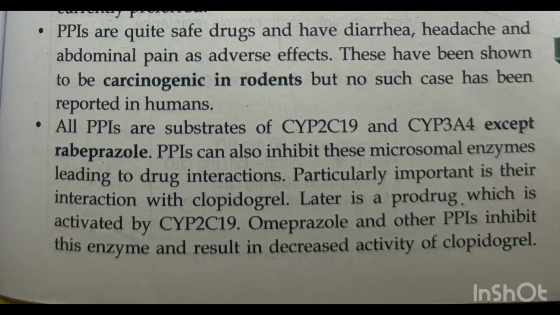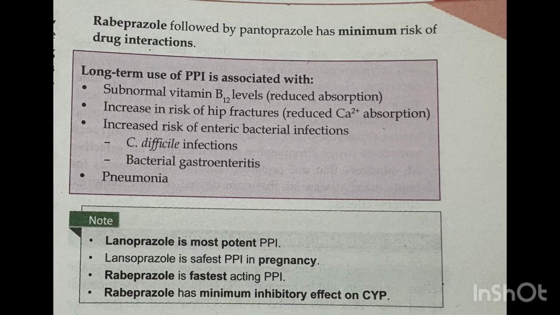All proton pump inhibitors are substrates of CYP2C19 and CYP3A4 except rabeprazole. Proton pump inhibitors can also inhibit these microsomal enzymes, leading to drug interactions. Particularly important is their interaction with clopidogrel. The latter is a prodrug which is activated by CYP2C19. Omeprazole and other proton pump inhibitors inhibit this enzyme and result in decreased activity of clopidogrel. Rabeprazole, followed by pantoprazole, has minimum risk of drug interactions.